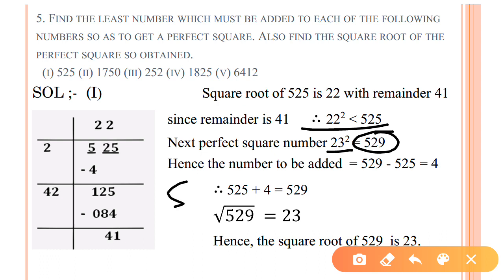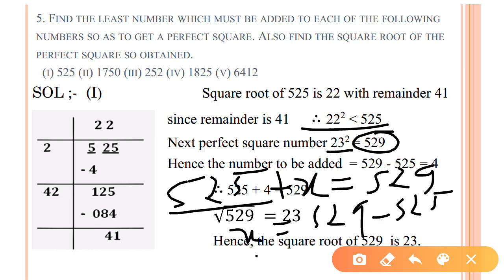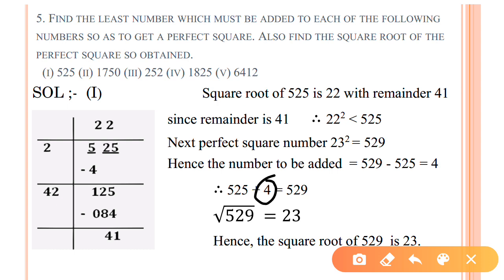So we have the number 525, and we add, suppose, x to it, and on adding x we get the next perfect square, that is 529. On subtracting 525 from both sides, x equals 529 minus 525, so x equals 4. So if we add 4 to the given number, it becomes 529, which is the perfect square of the next number.